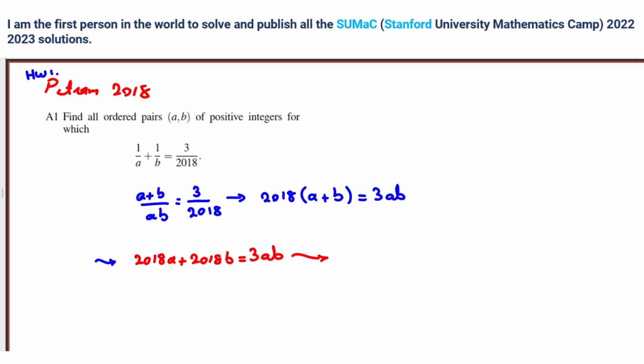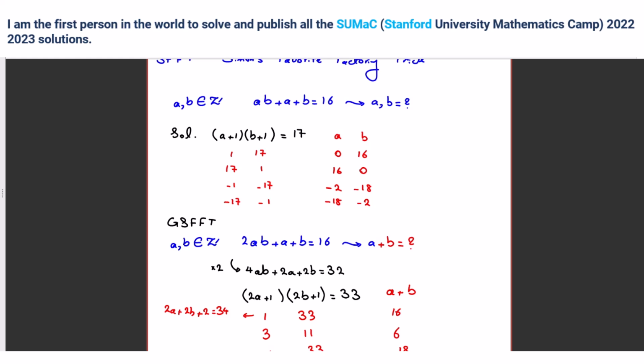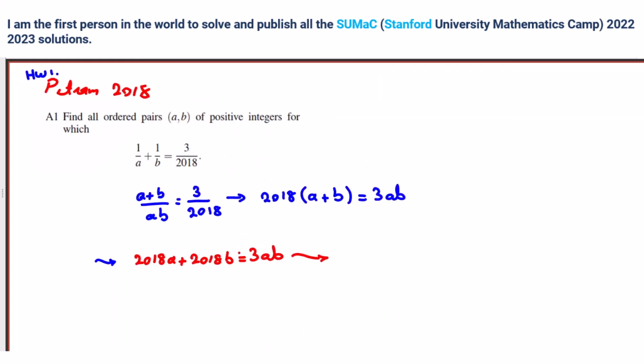I remember the original time I solved this one, I got further than now. But hold on, let me try with the SFFT. Okay. So over here you multiply by 2, then 2a, 2b, okay? Because it was 2, we multiply by 2. Now here we should multiply by what? By 2018? No.